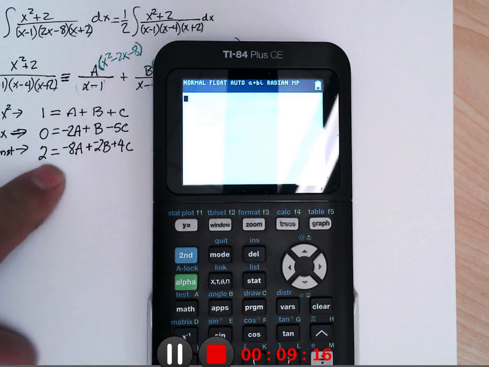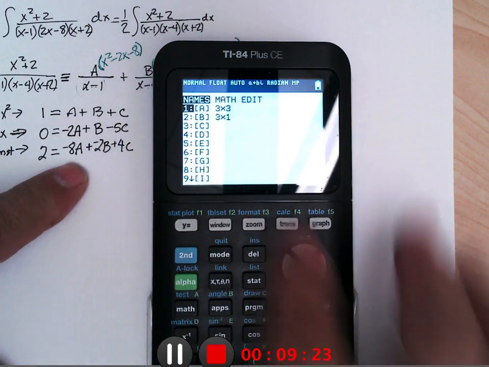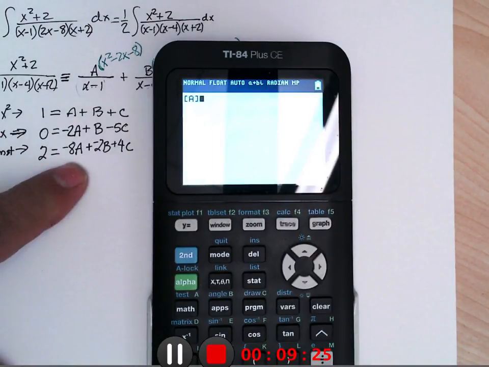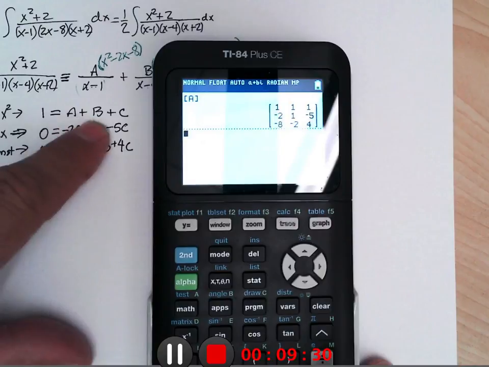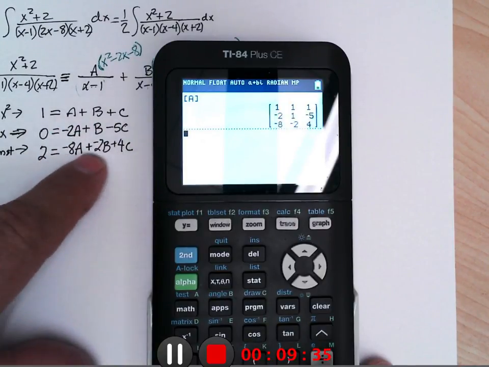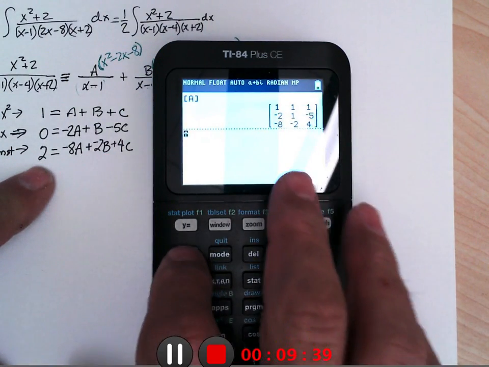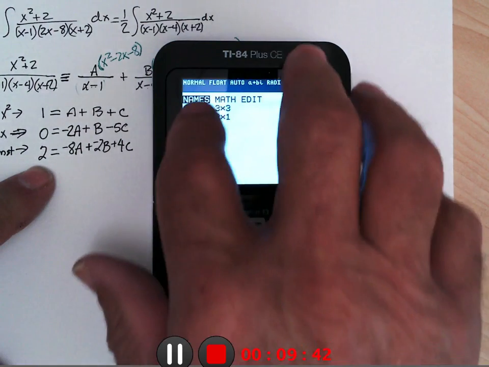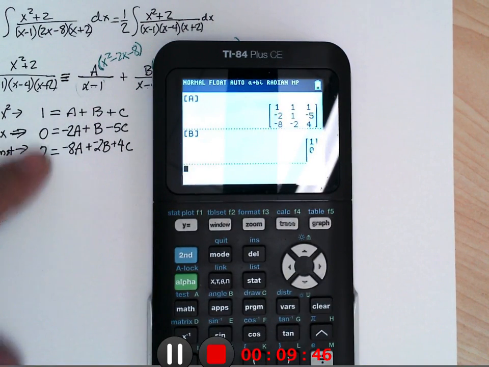Now let's make sure we got A in. I go second, matrix, choose the name A, and press enter, and it should look like what I have here: 1, 1, 1, minus 2, 1, minus 5, and minus 8, minus 2, 4. And that matches up. We can check B: second, matrix, go down to the name B, and press enter, and we get 1, 0, 2.